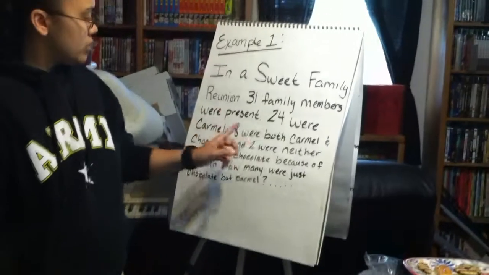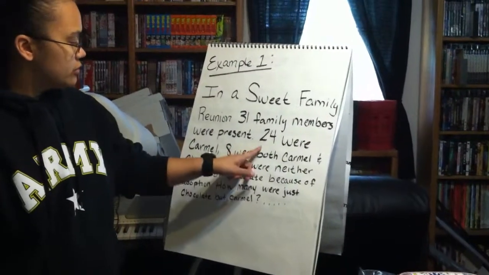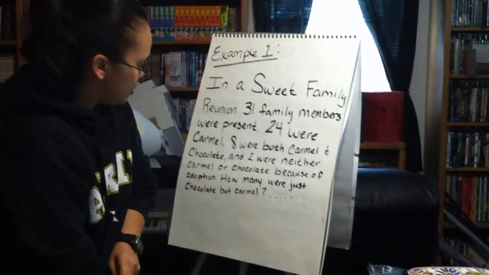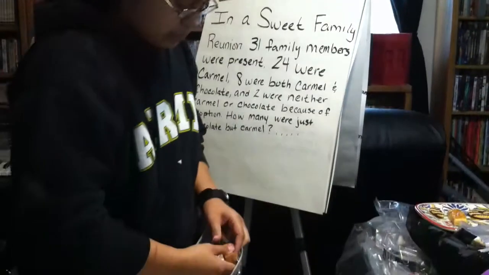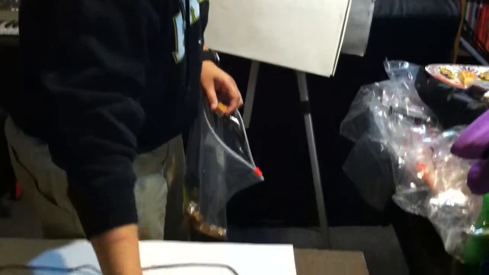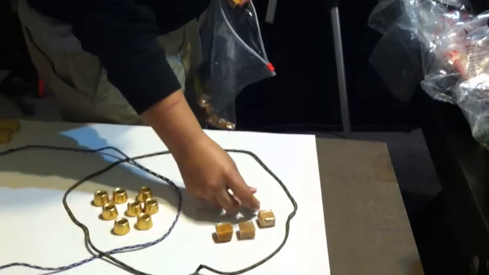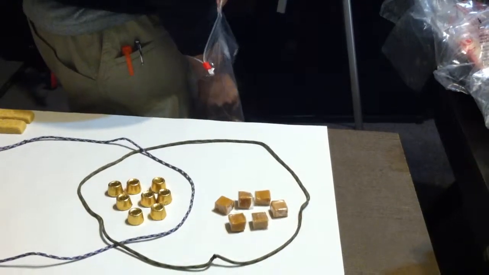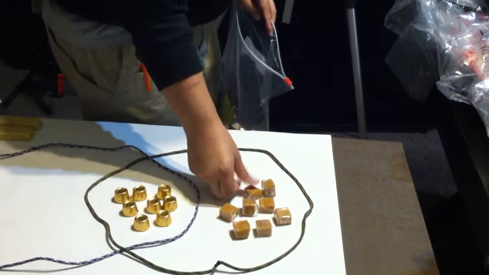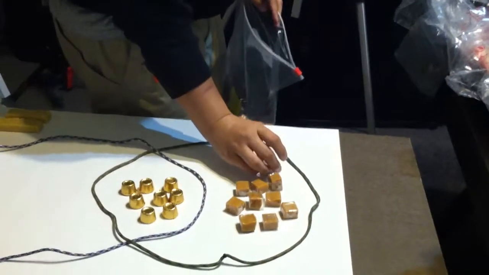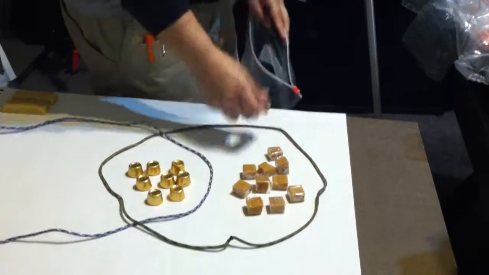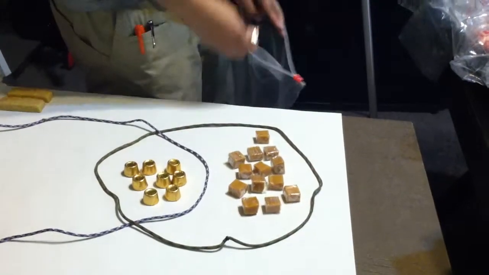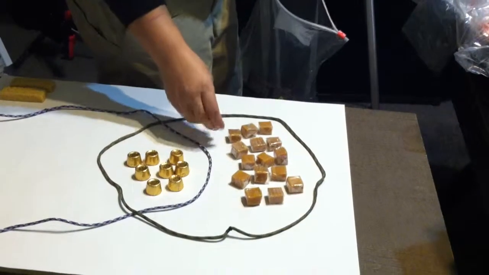Well, because they're both caramel and chocolate, we've got to subtract the 8 from the 24. And how many we have left is going to be just our caramel. Well, that's just simple math. So we're going to do 1, 2, 3, 4, 5, 6, 7, 8, 9, 10, 11, 12, 13, 14, 15, 16.